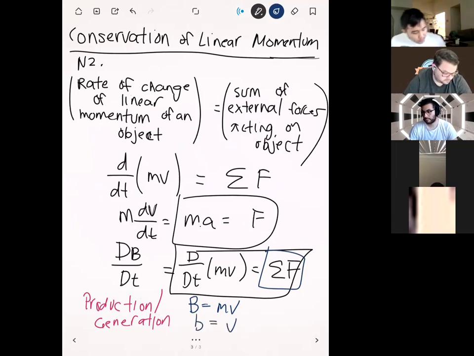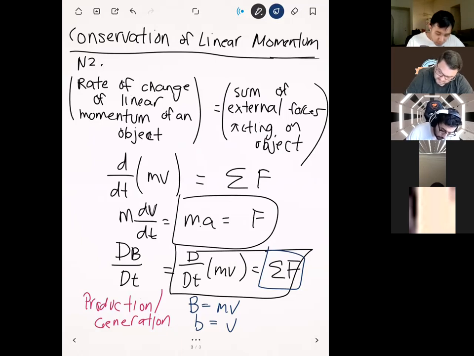Okay, and then one last note before I turn the page. Remember, when we're doing Reynolds transport, we have this difference between big B, which is our extensive property, and little b, which is our intensive property. The way we get little b is we just take big B divided by m. So big B is equal to mass times velocity, and little b is just equal to velocity. Okay. Any questions on this page?